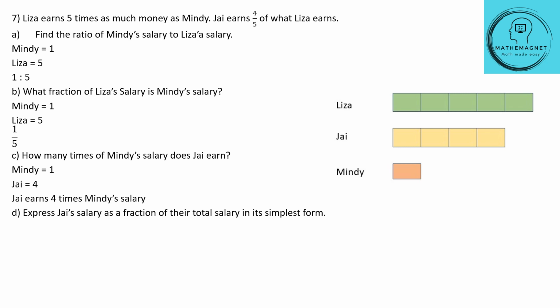Question D. Express Jay's salary as a fraction of their total salary in its simplest form. So we'll have to see what the total salary is. The total salary will be Mindy plus Jay plus Lisa, that is 1 plus 4 plus 5, which is equal to 10. Now Jay is 4 units, so the fraction will be 4 by 10. That is, Jay earns 4 by 10 of the total salary of all three put together. Now the simplest form will be 2 by 5. So Jay earns 2 by 5 of their total salary.